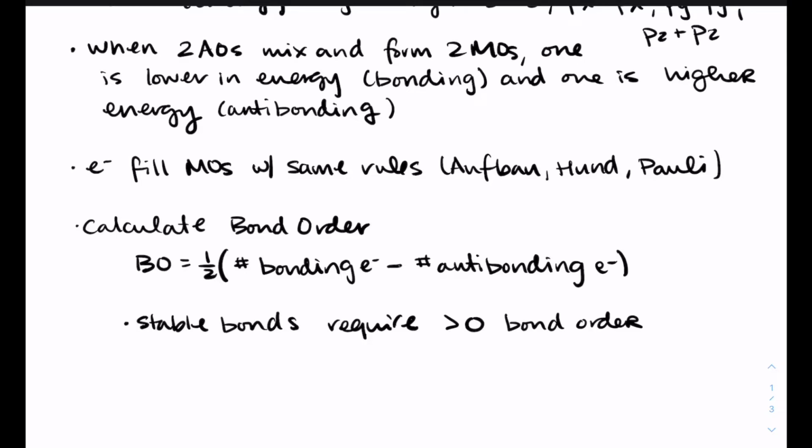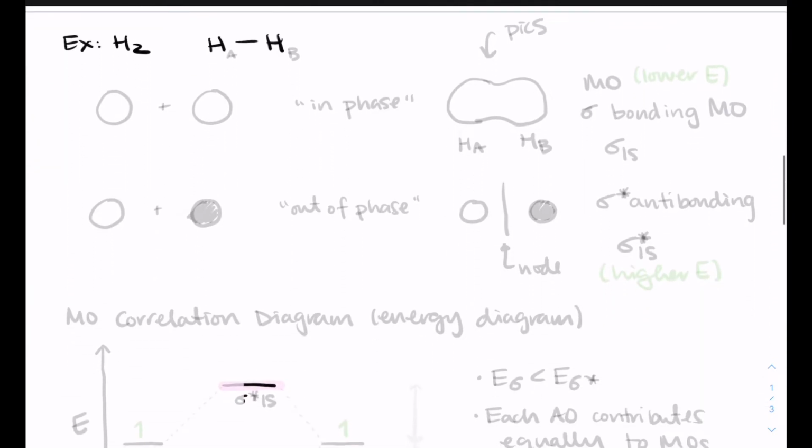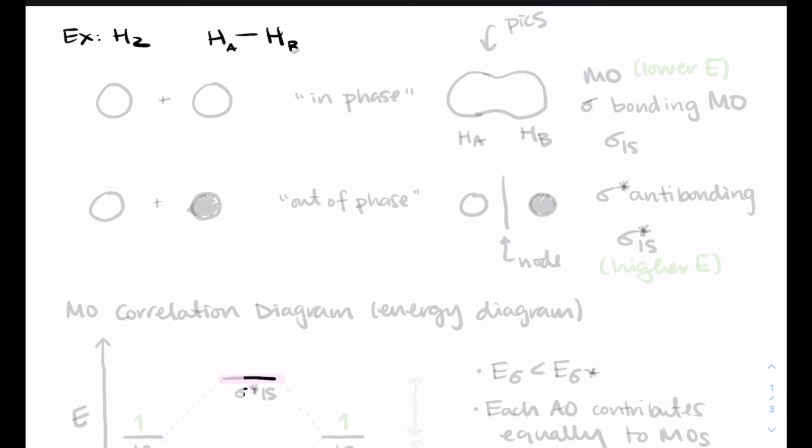We always start with H2 because we only have that one orbital to worry about. So let's do MO theory for H2. So I have a hydrogen A and a hydrogen B. I'm going to bring them together, overlap these orbitals to make bonds.